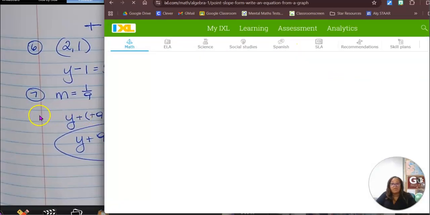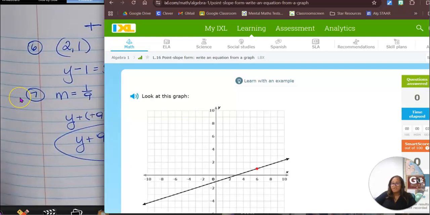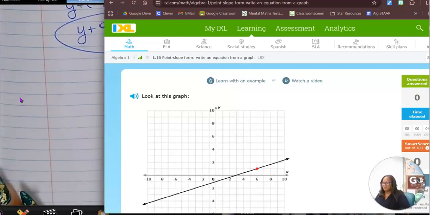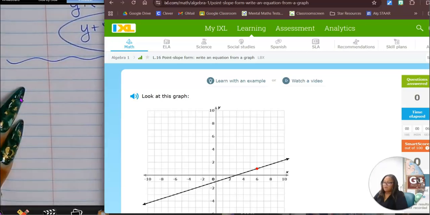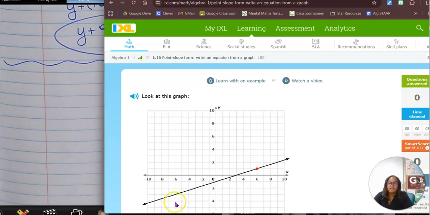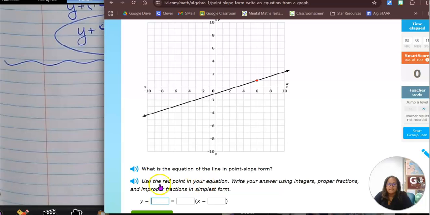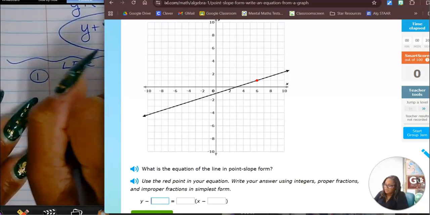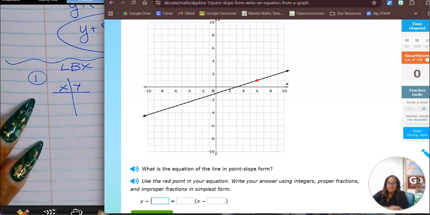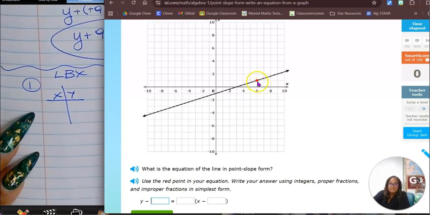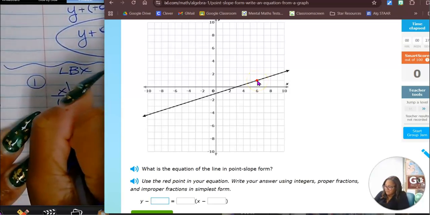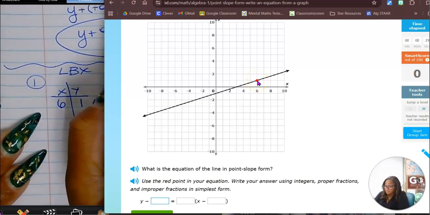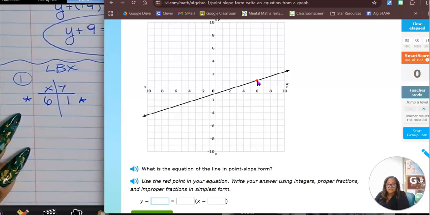LBX. Okay, we've got to locate a graph or points here. So this is where we can use Desmos. All right, so look at this graph. It gives you a point, and it says use the red point in your equation. So you have to use this point. So I'm going to make a table. This is lesson LBX. My point is I run to the right 6 and I jump 1. So that is 6, 1. This is the point that I have to use in my point slope form.